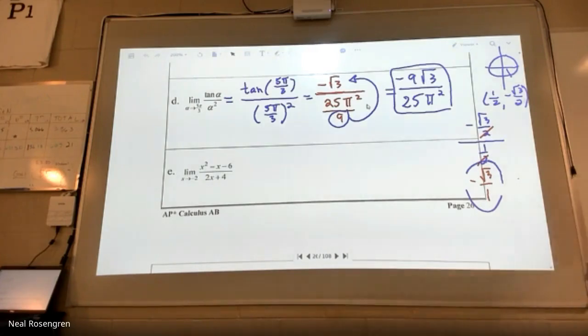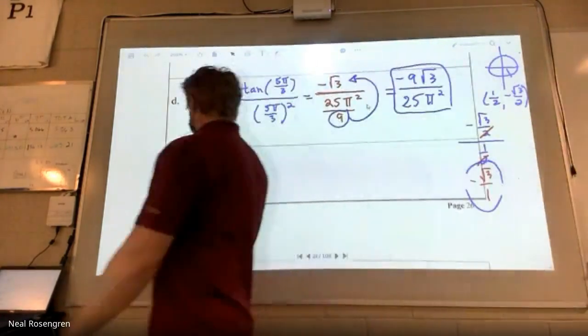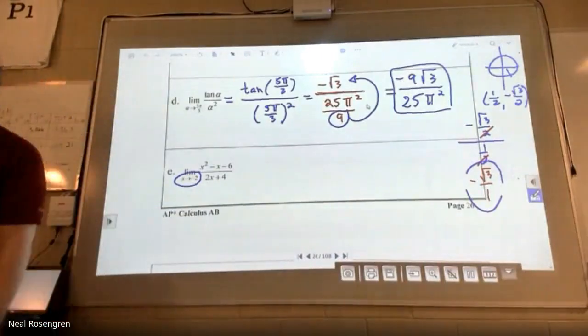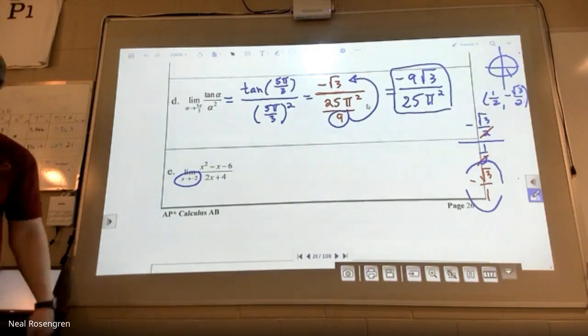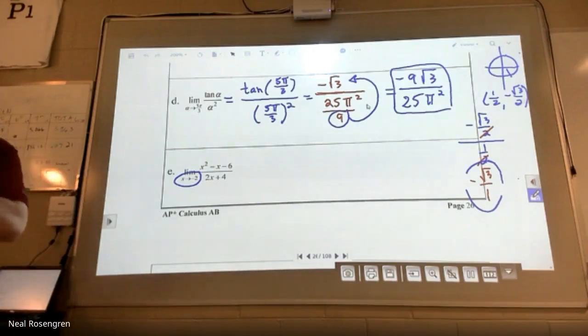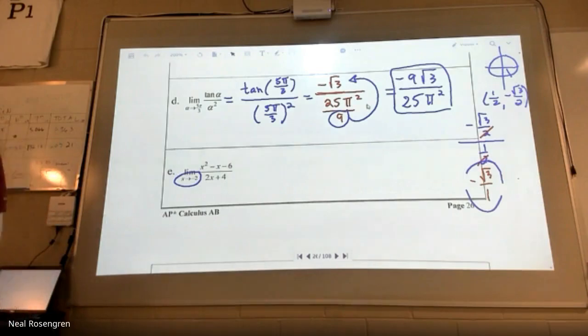But if you get 5 over 0, it's not a one-sided limit. It's just x approaching -2. It does not exist right away, right? Anything over 0 that isn't 0 over 0 is a vertical asymptote, and that limit does not exist. So I like to think ahead and see what I get.